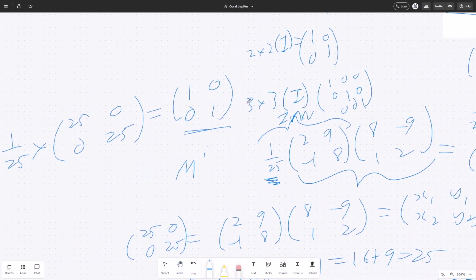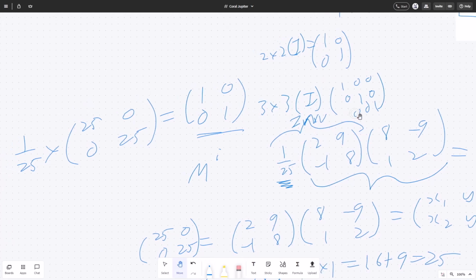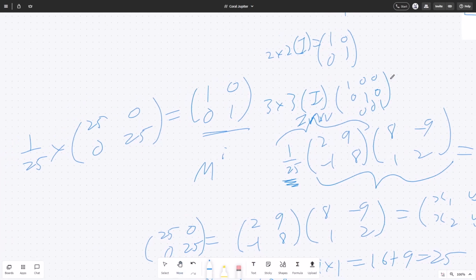So that's basically the proof of how to get the inverse, and we just showed you that that is the correct answer by making this all go to the final solution.